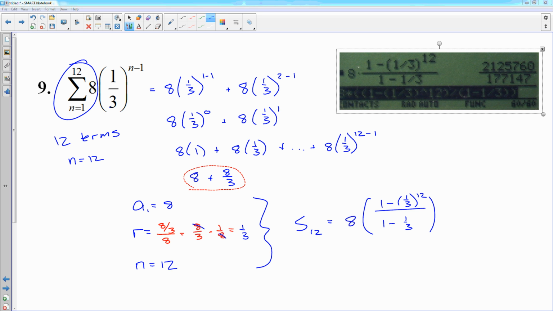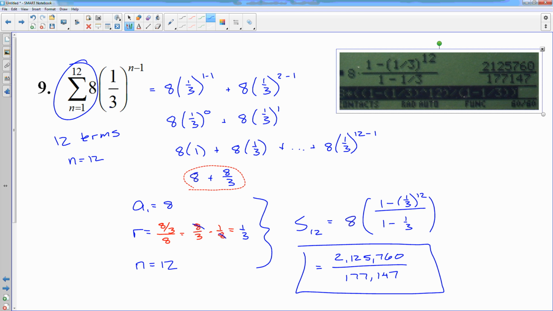And there we go. You get another massive number, 2,125,760 divided by 177,147. So there you go. That is the ugliest formula that we're going to use with geometric sequences.